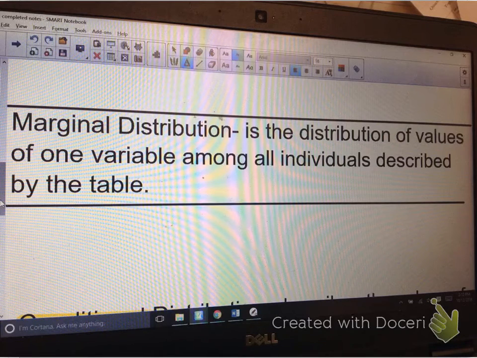You do need to know what a marginal distribution is, so pause for a second and write down what a marginal distribution is. Okay, so a marginal distribution is the distribution of values of one variable among all individuals described by the table. So if I was going to make a marginal distribution, I could do two different ones. One would be for their smoking status.